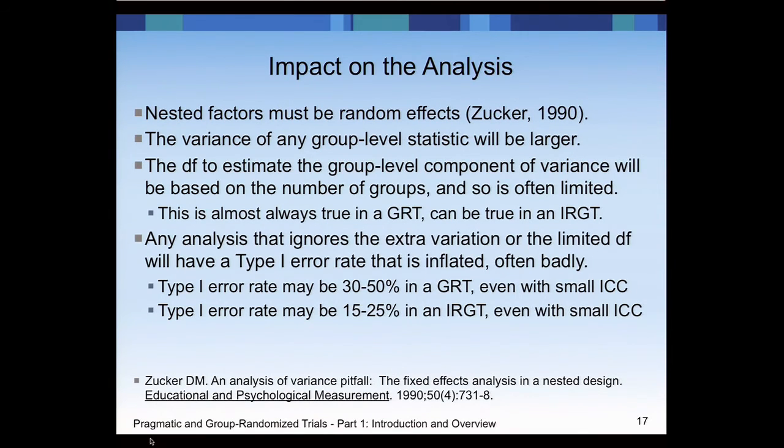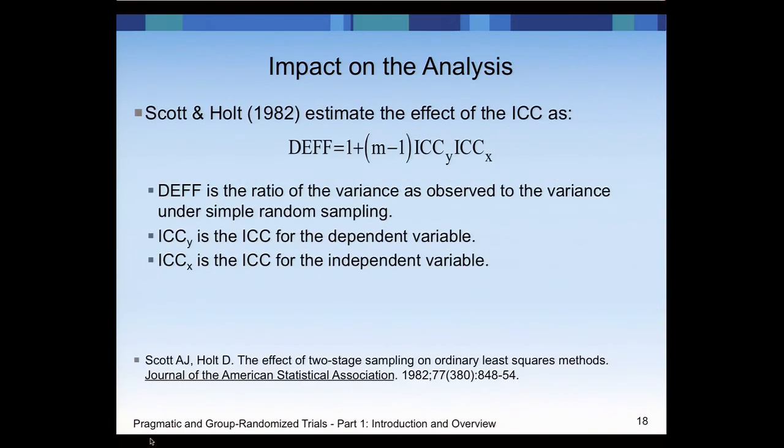How bad can it get? In a group randomized trial, the type 1 error rate might turn out to be 50% or 60%, not 5% as you might like it to be. In an individually randomized group treatment trial, it could be 15 or 20 or 25%. And you don't want any of those levels for your type 1 error rate. So you definitely want to avoid that. Extra variation and limited degrees of freedom also serve to reduce power. So even if you do the analysis correctly so as to avoid the type 1 error rate inflation, you may have limited power unless you've planned for it.